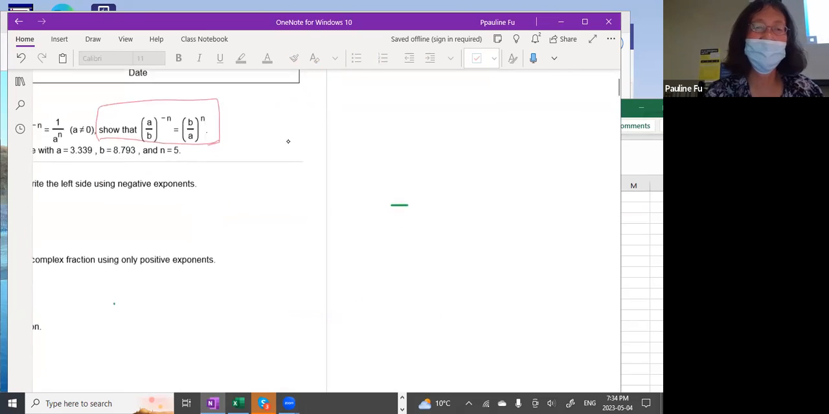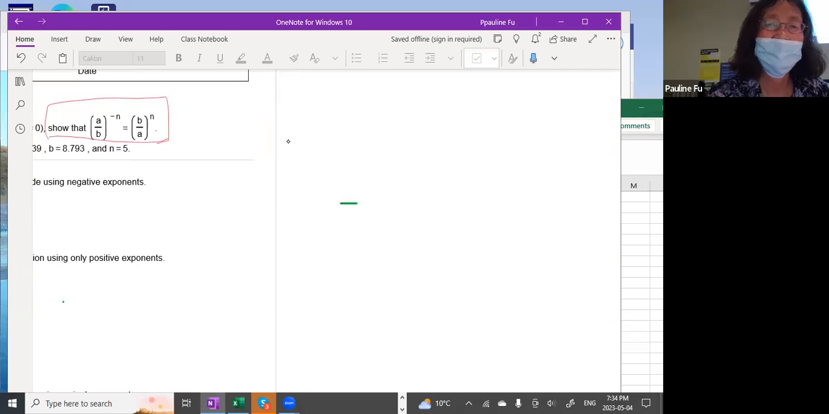I need more space. Okay, so let's do this. How do I show A over B? The left-hand side equals this one. We are asked to show that they are equal. How? Remember we have a raised to power negative n equal to 1 over a raised to power n, use that formula.